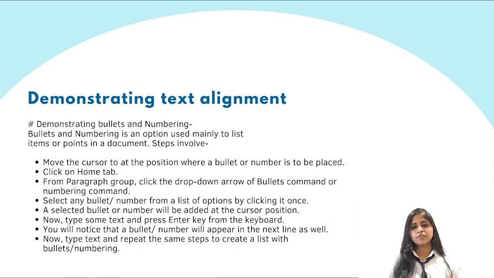Then from the Paragraph group, click the drop down arrow of the Bullets command or Numbering command. Then select any bullet or number from a list of options by clicking it once. A selected bullet or number will be added at the cursor position. Now type some text and press the Enter key on the keyboard. You will notice that a bullet or number will appear in the next line as well. Now type text and repeat the same steps to create a list with bullets or numbering.